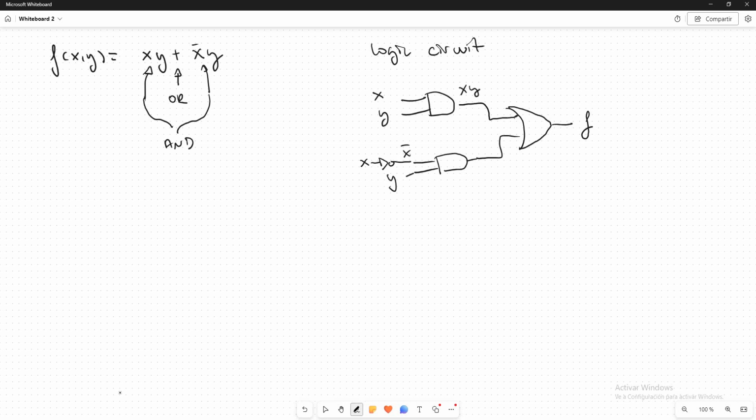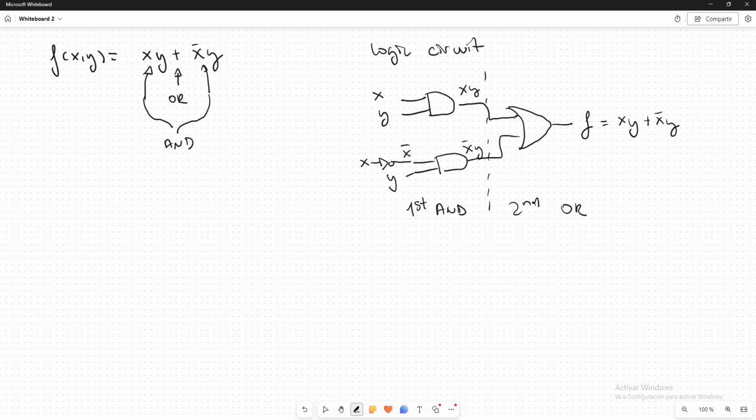Here we have xy, and here x negated y, and here the sum of the inputs. So you can see that we have two levels of gate. Remember that we have different levels when we have gate connected one after the other. So the first level is formed by AND gates, and the second level is formed by OR gates.